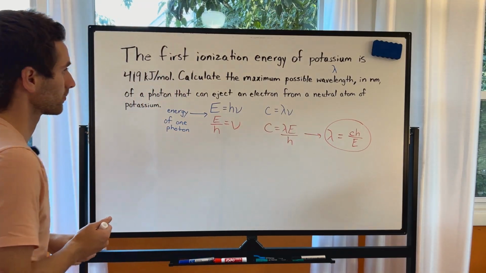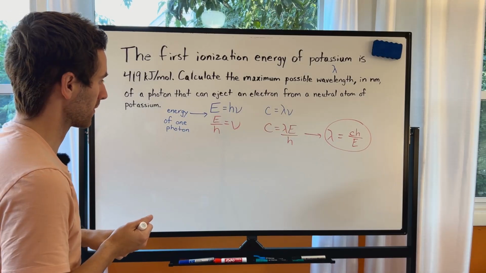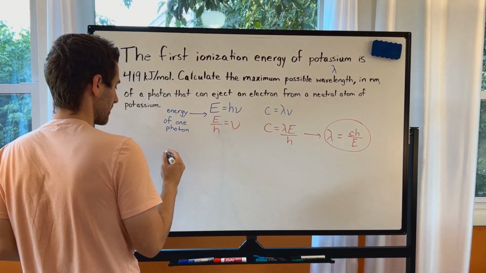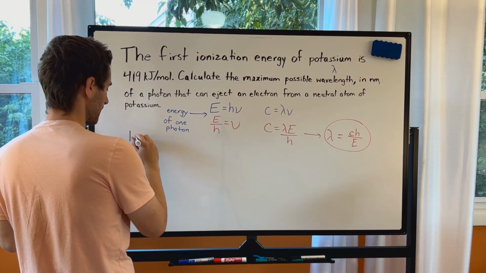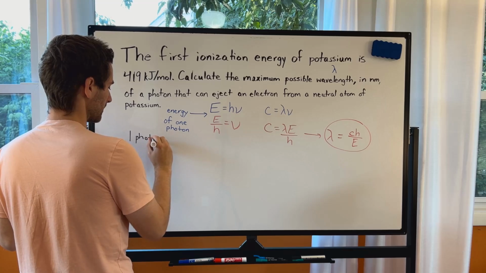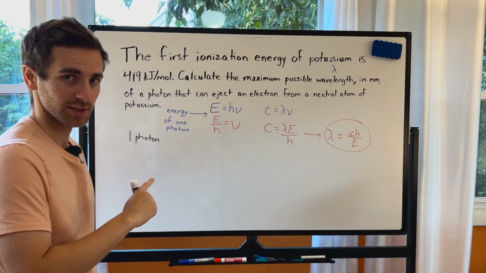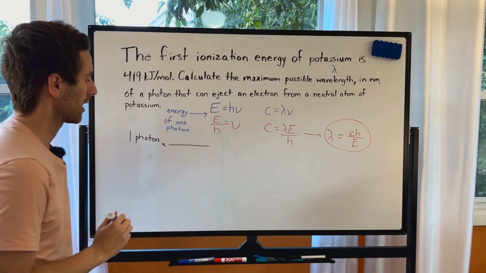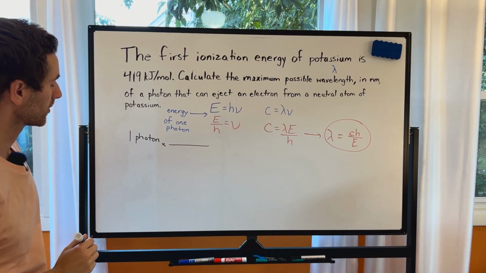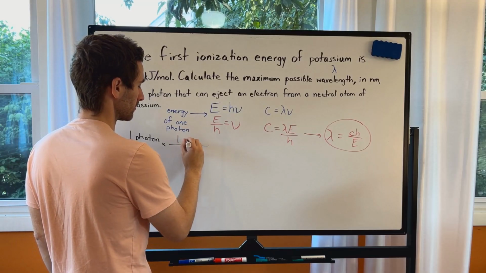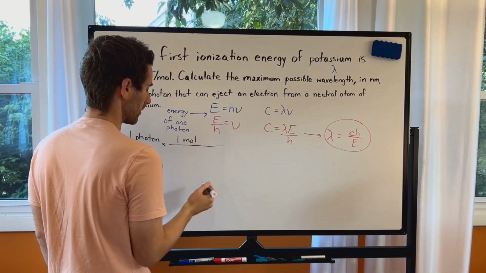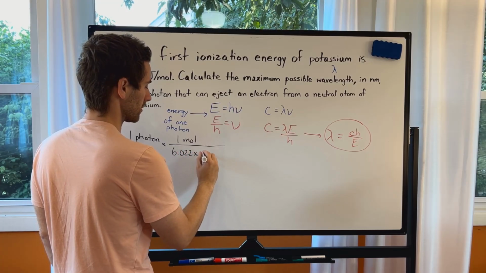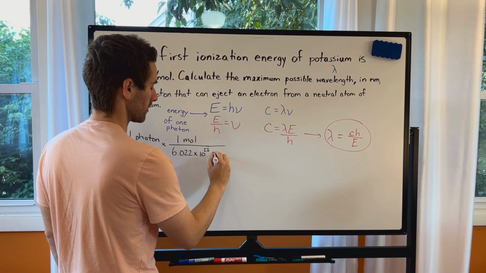So what we want to do is find the energy of one photon. I'm going to do a dimensional analysis, mole conversion. I'm going to start by just saying one photon. I'm interested in the energy of one photon, and then I'm going to convert that to moles. So in 1 mole, there are Avogadro's number, 6.022 times 10 to the 23rd photons.